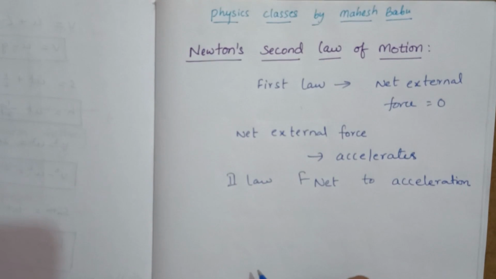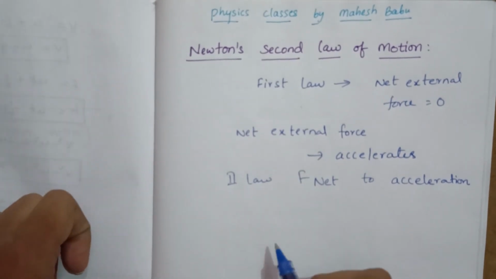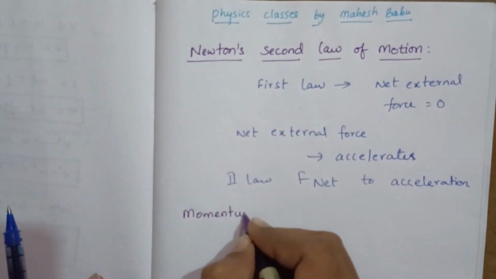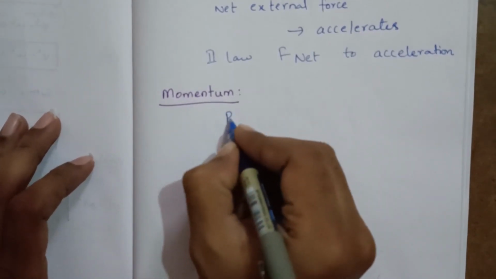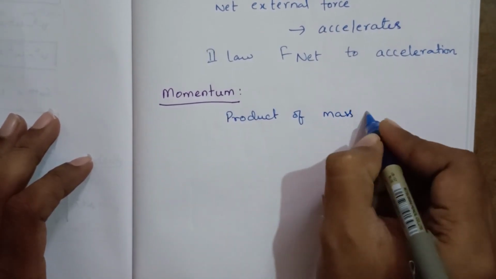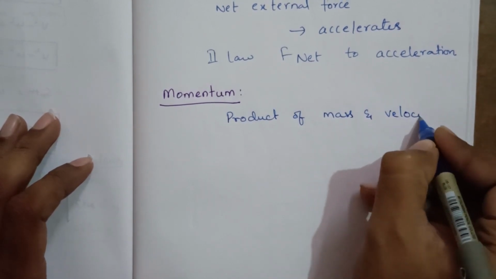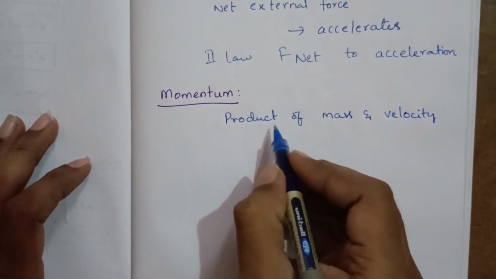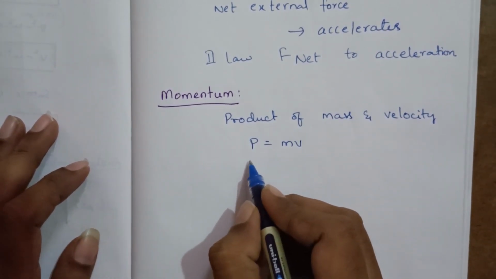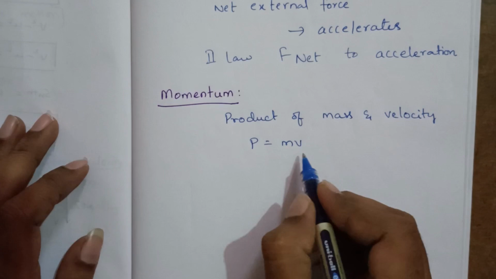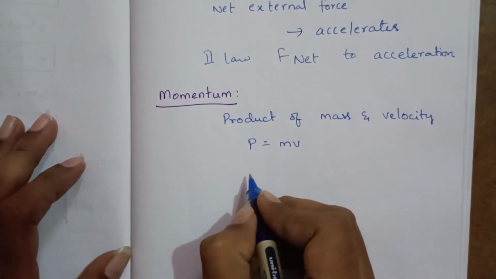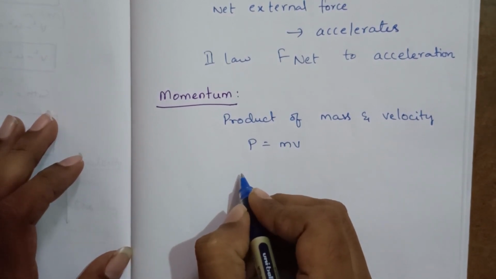Now before entering into Newton's second law, we will discuss momentum. Momentum is the product of mass and velocity. Momentum is denoted by the letter P, which is equal to mass times velocity. As velocity is a vector quantity, momentum is also a vector quantity.